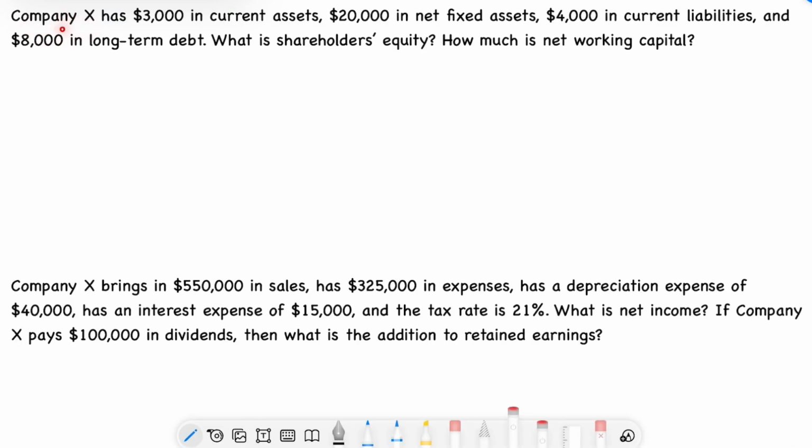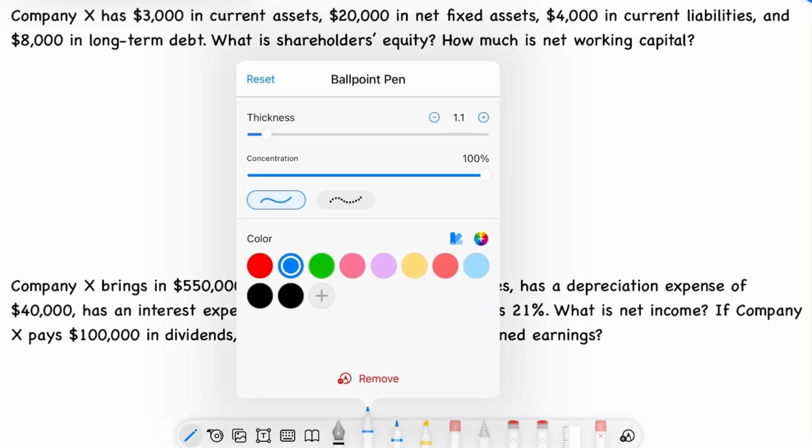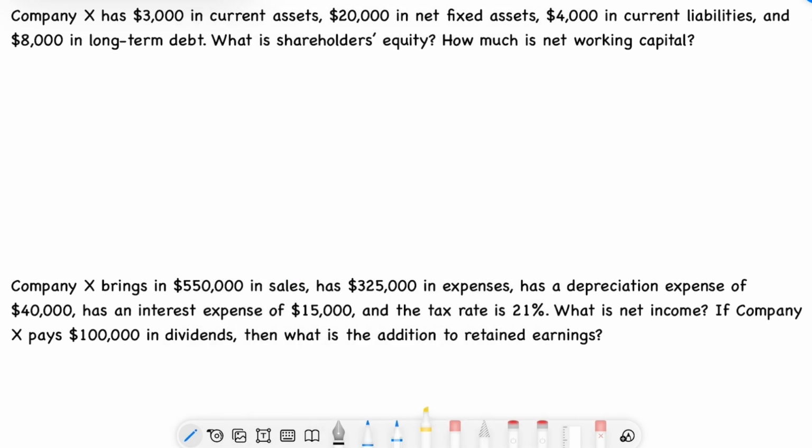All right, looking at this first problem here, we've got company X has $3,000 in current assets, $20,000 in net fixed assets, $4,000 in current liabilities, and $8,000 in long-term debt. We want to know what shareholders' equity is and how much is net working capital. When I start these problems, the first thing I want to do is identify what I'm given. So I'm going to highlight that in yellow.